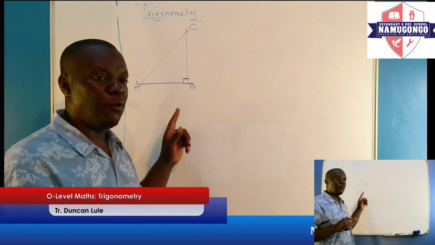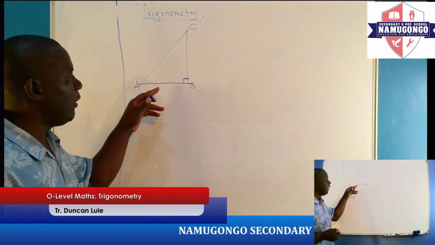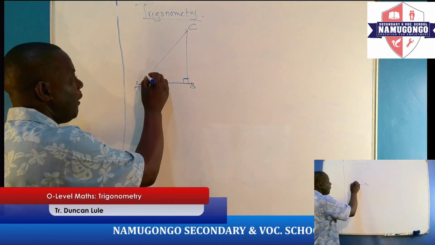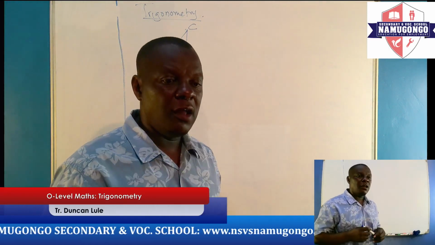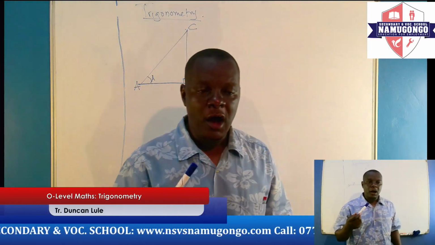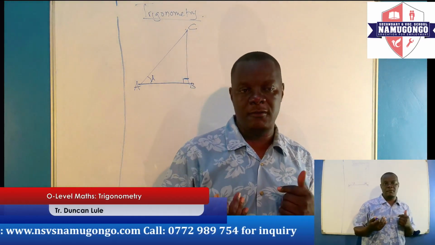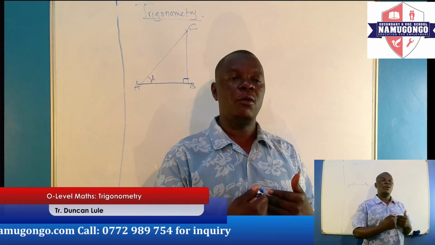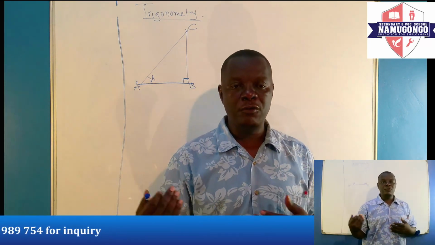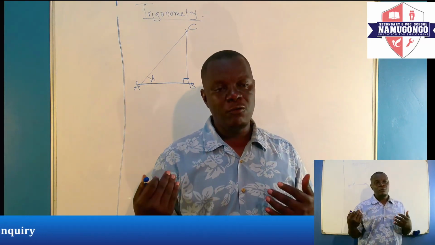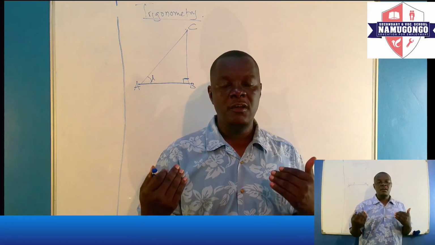right angled triangle. Now I have my right angled triangle here, ABC, and angle A is acute. Acute angles are angles that lie between 0 and 90 degrees. Later on, we are going to see two more kinds of angles. We have what we call obtuse angles, angles which lie between 90 and 180 degrees. They are called obtuse angles.